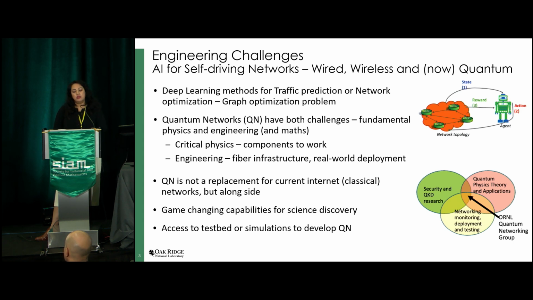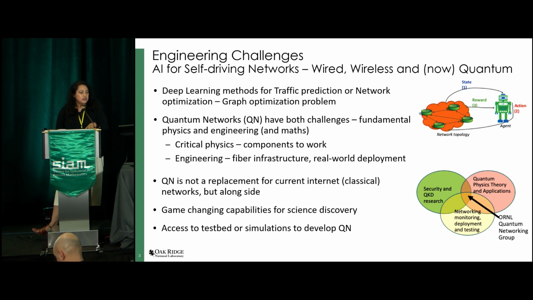Essentially what it all boils down to is a network is a graph. So think of everything as a graph optimization problem, where you're optimizing under constraints. That's purely a SIAM kind of problem, and we've been reading a lot of your papers to help us design these things. Now, quantum networking is a little different from those traditional approaches because we're also doing the fundamental physics along with the engineering, because everything is new and we're still developing these things.